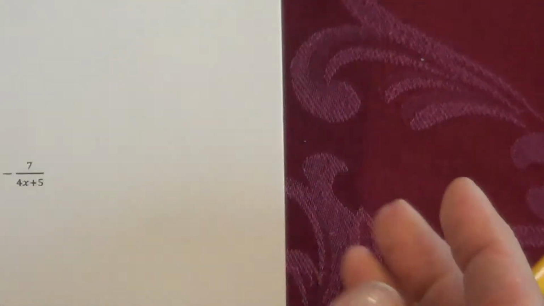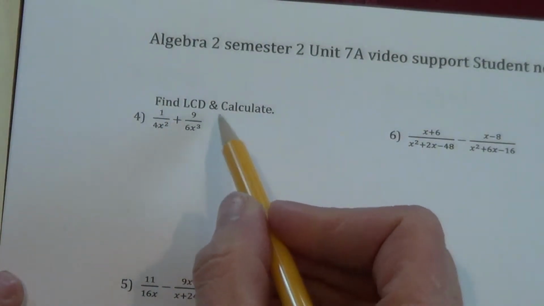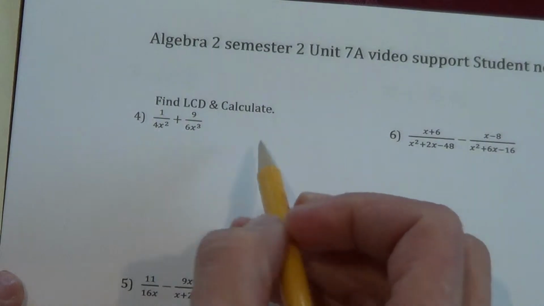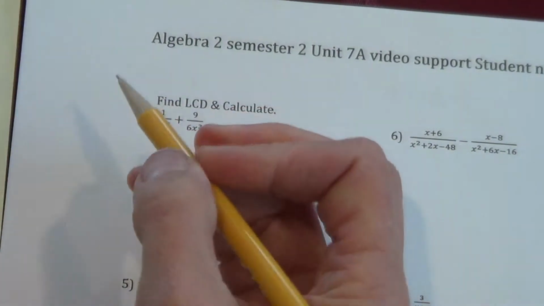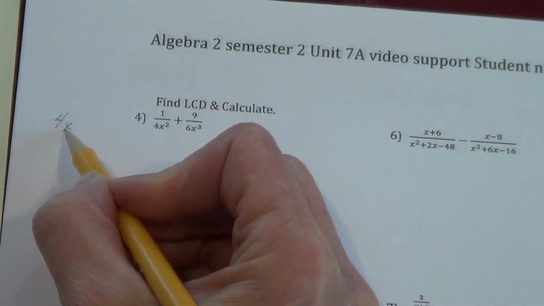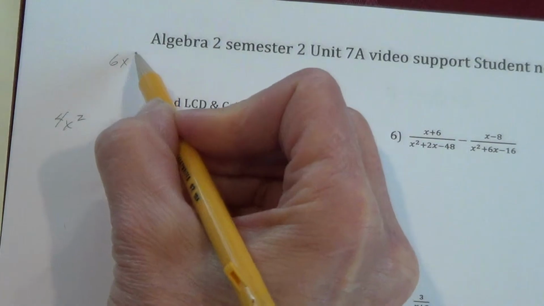This is page 5 of your notes. You'll find number 4 up here at the top. It says find the LCD and then calculate. Well, we have a denominator of 4x squared, and we have a denominator of 6x cubed.